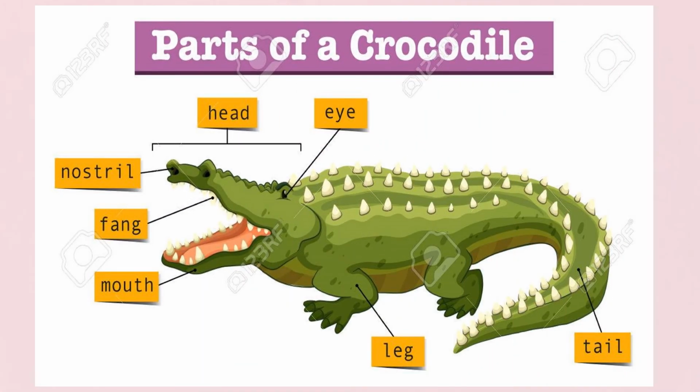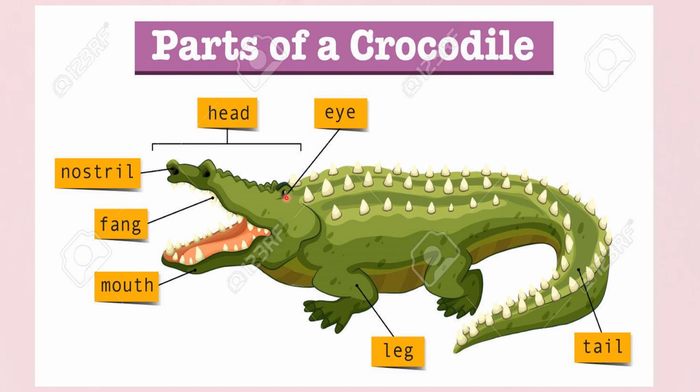Next wild animal is a crocodile. Here is the picture of the parts of a crocodile. This is eye, head, nostril, mouth, leg, tail, eyes.